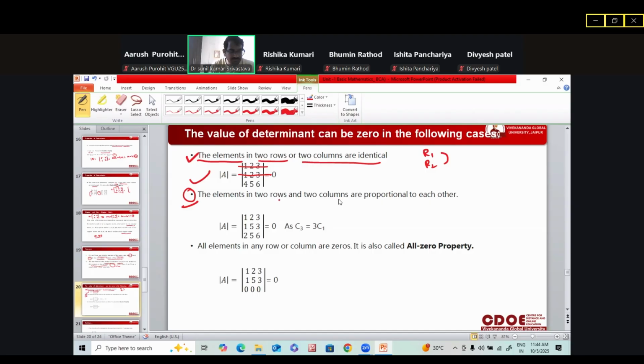The elements of two rows or two columns are proportional to each other. Here the first column is 1, 1, 2, and the third column is 3, 3, 6. It means the third column C3 is 3 times the first column C1. If you multiply the first column by 3, 1 becomes 3, 1 becomes 3, 2 becomes 6. This is proportional. The first column is proportional to the third column. In that case also, the value of the determinant is going to be equal to 0.